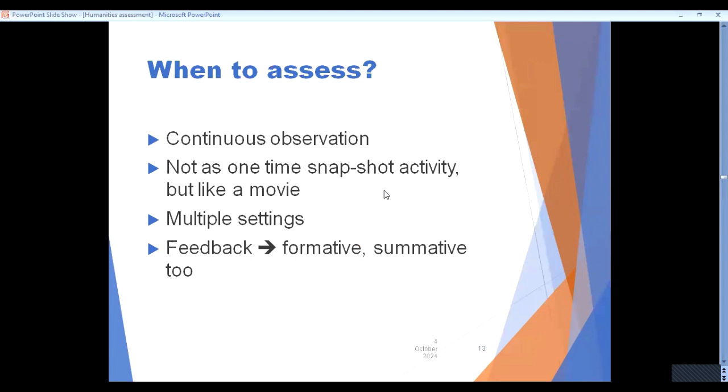So that is basically the basis of formative assessment. Formative assessment plays a very important role as far as assessment of humanities is concerned. And of course, it has to be followed by a complete summative assessment also. So when to assess: not a single point, but continuous, with multiple assessors, multiple settings, multiple times. Whenever you use multiple of these, the validity of the tool of assessment goes on increasing.